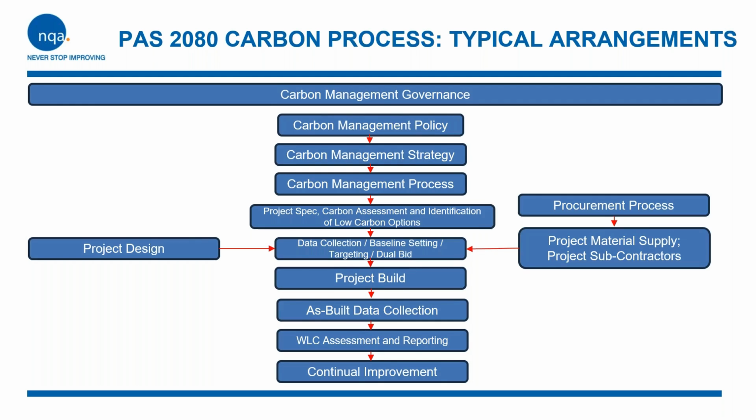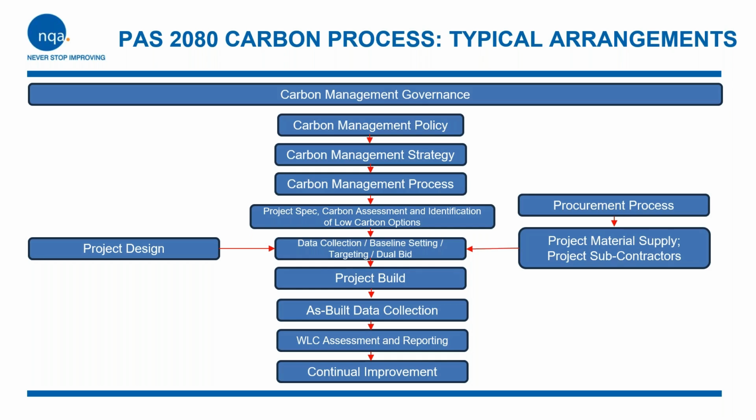So overall, there's a carbon management governance process set by the strategy and the leadership in the organization. And then often there's a standalone carbon management policy. Sometimes that's integrated with existing environmental or sustainability policies in a business. Usually there's a carbon management strategy document of some kind, which is aimed obviously at implementing the policy requirements, and then a documented carbon management process, which really is the process or the procedures that are needed to make sure that when contracts are undertaken, they're managed in keeping with the requirements of PAS 2080.